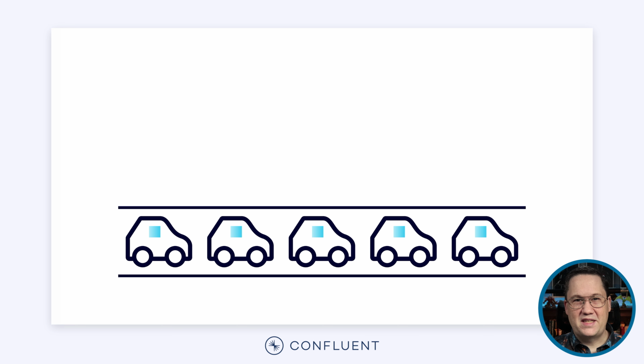I'm going to give a simplified explanation of how watermarking works, both in general and in Confluent Cloud. Then I'll show you how to customize it in the Java Table API if you don't like the default options. So stick around. Imagine a busy highway.